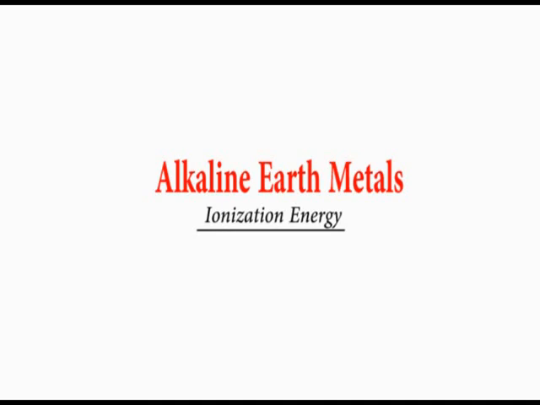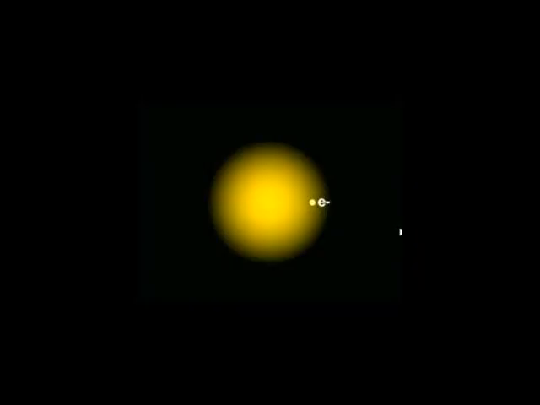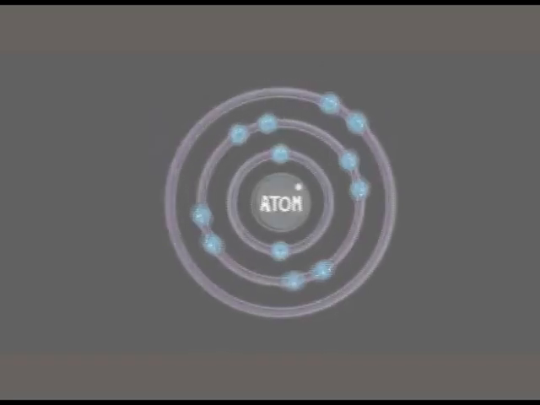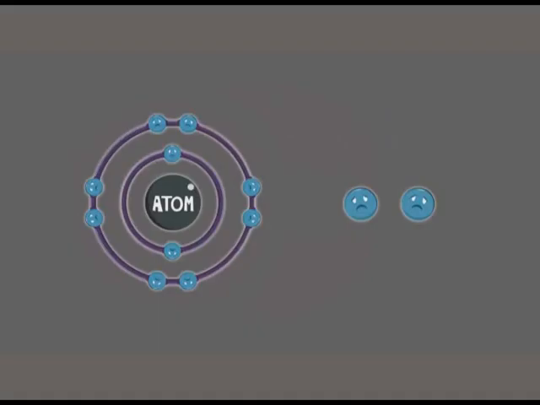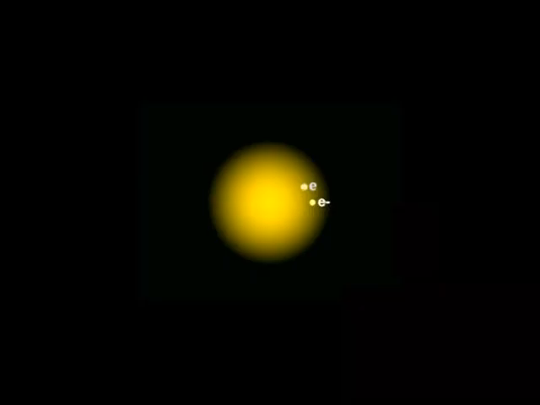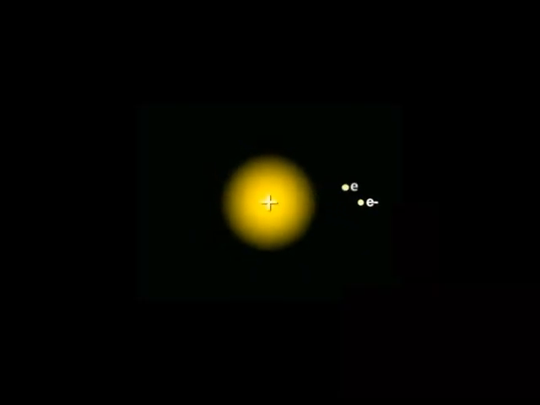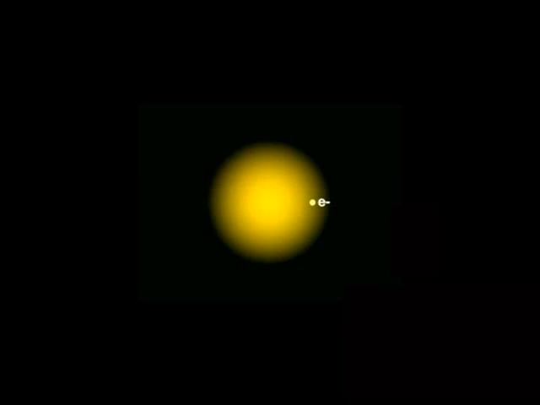Ionization energy. We have said that ionization energy is the energy required to remove an electron from the valence shell. Notice that alkaline earth metals lose 2 electrons. The 2 electrons are however lost in succession and not simultaneously. That is to say, the atoms lose 1 electron at a time. That means we have 2 ionization energies.